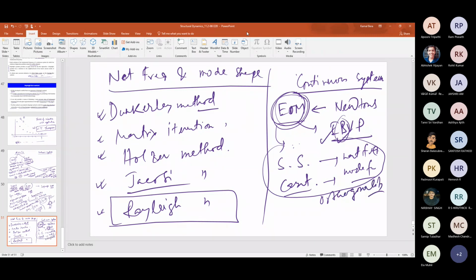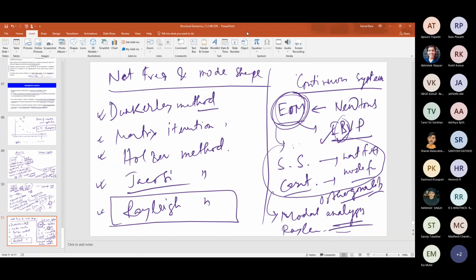Orthogonality here also, and using the orthogonality, we have shown how to use again the modal superposition method, or modal analysis, to find out the response of a continuous system. And then finally we discussed one of the approximate methods, that is the Rayleigh's method for continuous system, which can be extended to the assumed mode method.